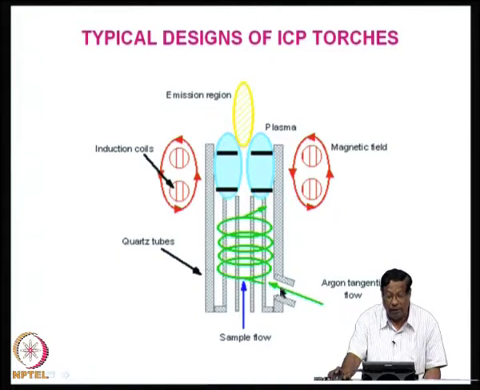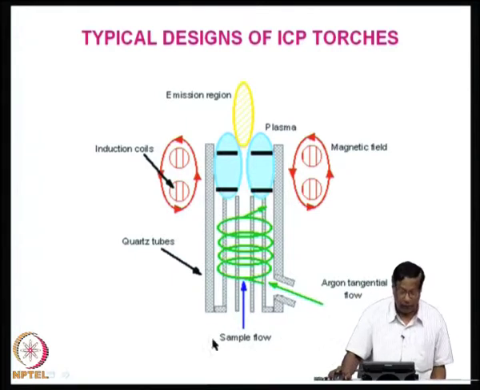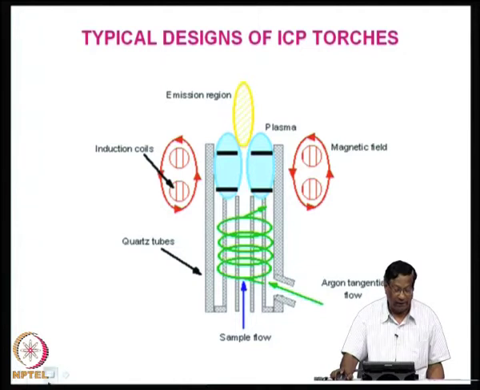And argon gas coming as tangential flow will flow like this in concentric circles around the tube, and then the plasma is generated here. The emission region is above this, the yellow portion that is shown here, and these are typical induction coils, and the magnetic field is generated here, and the quartz tubes and argon tangential flow, sample flow, all these things I have shown in this slide.